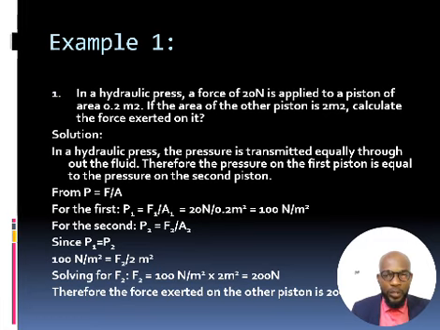Second pressure is P2 equal to F2 over A2. So since P1 is equal to P2, that means your P2 will be 100 Newton per meter squared equal to F2 over 2 meters squared. So when you solve for F2, you get 100 Newton per meter squared times 2 meters squared, which will give you 200 Newton. Therefore, the force exerted on the other piston is 200 Newton.